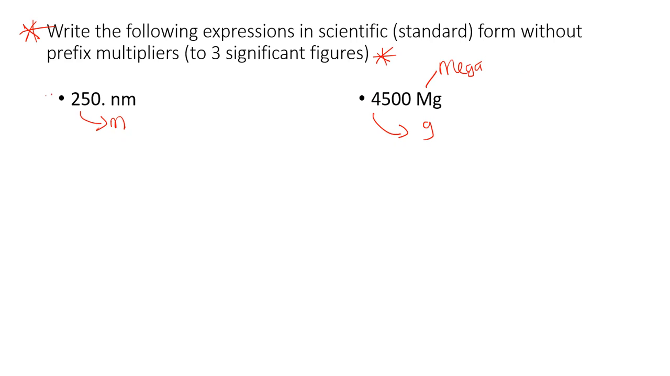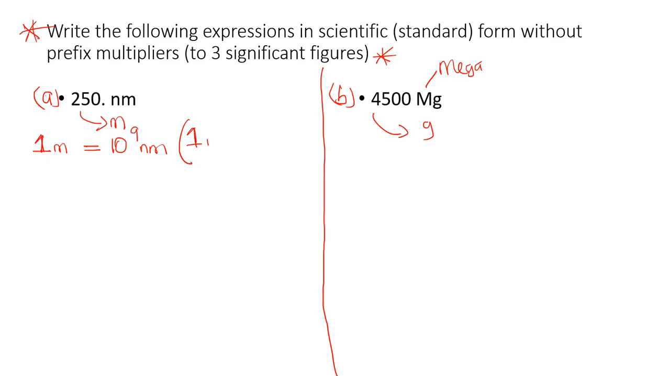So let me call this one A, this one B, and then draw a line here. So for A, I will say 1 meter is equal to 10 to the 9 nanometers. That is one way of saying that. Or in other words, you can say that 1 nanometer is equal to 10 to the negative 9 meters.